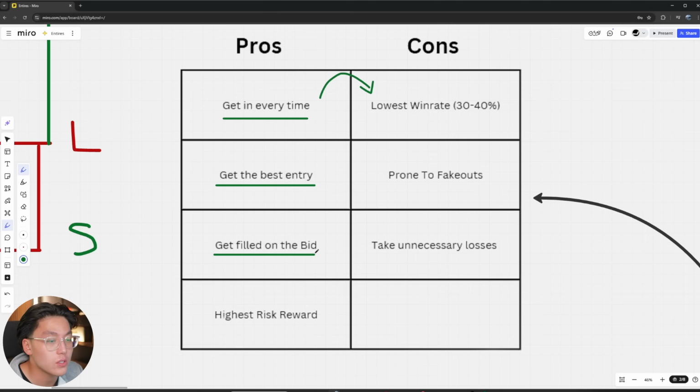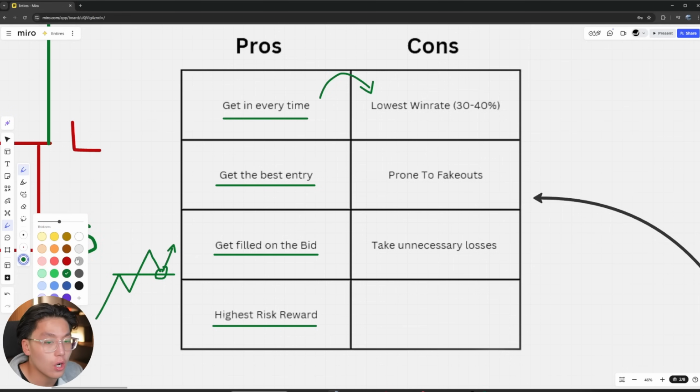It also coincides with our third pro, which is getting filled on the bid. So whenever you have a limit order, instead of buying on the ask, you're buying on the bid. So you have a limit order set there, so you're going to get the best fills possible. And then finally, what we have in this case is your highest risk to reward towards high of day. So every single time we get into a break and retest, if we get in that limit order, we're going to have the best entry possible. We're also going to get filled on the bid and we're going to have the highest risk to reward towards high of day. So these are all the pros that we have for the limit order.